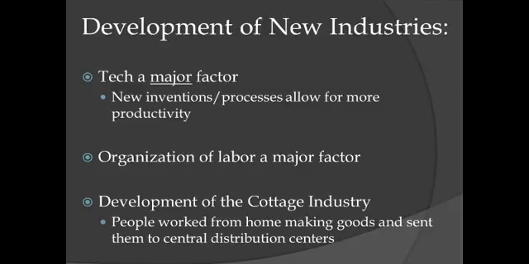Organization of labor was a major factor. You see the beginnings of labor coming together to try to figure out how they can make their working life better. And we see the development of the cottage industry, where people worked from home in making goods and they sent them to central distribution centers or directly to the customer. Okay, and then after that you have the development of the factory system, which in turn made things more efficient. That's one of the new processes that I'm talking about.